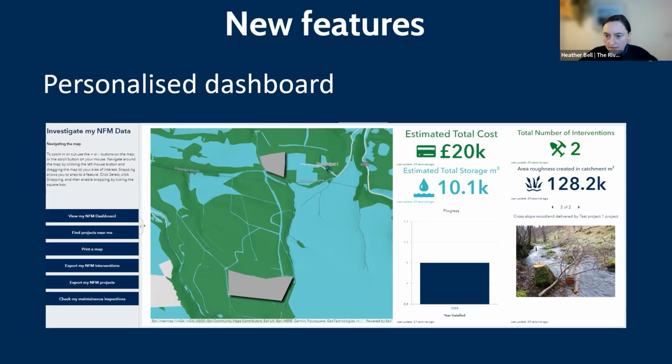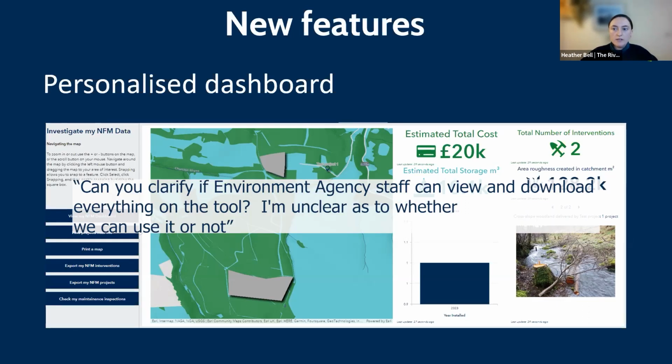Yeah, okay, there's one about, can you clarify if Environment Agency staff can view and download everything on the tool? I'm unclear as to whether we can use it or not. I would say just on the download, you can only download the data that you have put in as a team. So that's the only data you can download the full extent of. There is a public view of the data, which is a sort of redacted database. So you can see a public map of the data, but you can't see every single field.